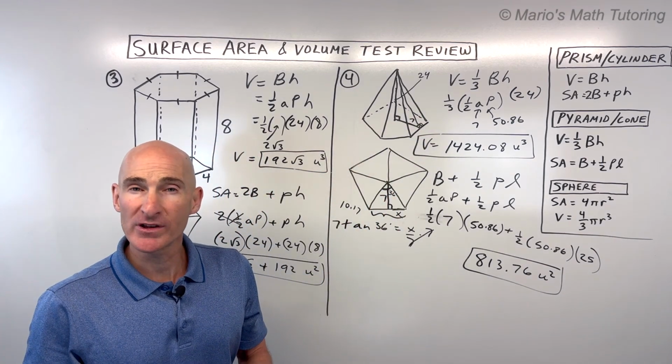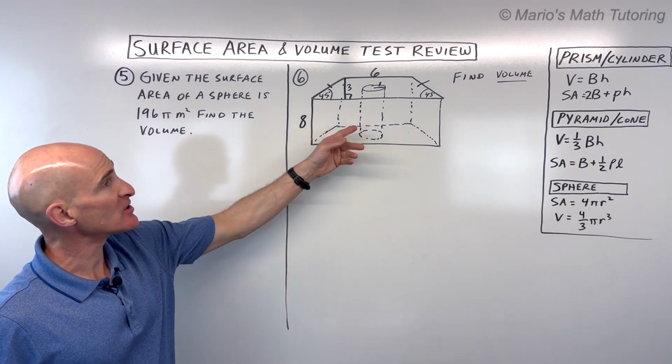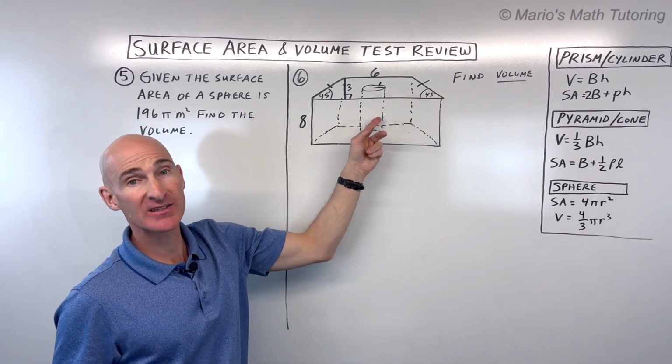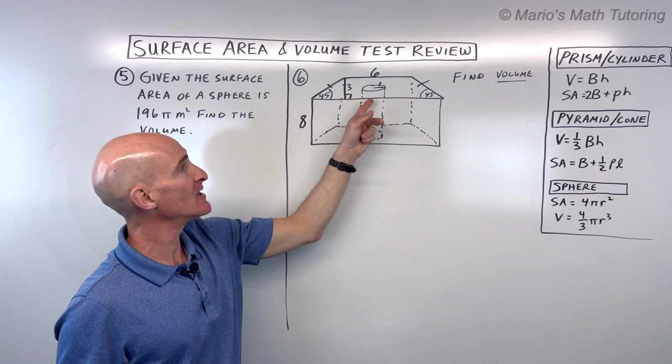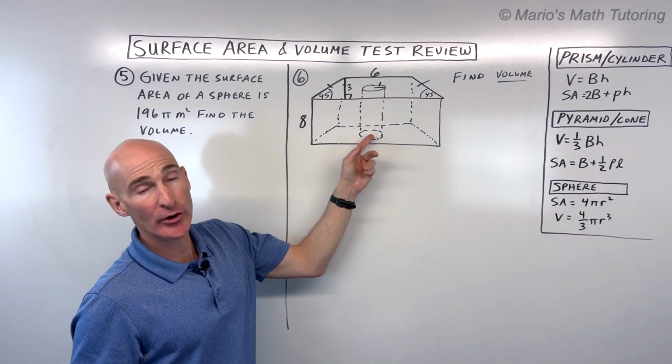Let me erase the whiteboard. Let's do the next group of problems. Okay, see if you can try number 5 and number 6. For number 6, we want to find the volume of this composite solid. And notice that this cylinder has been drilled out of this trapezoidal prism.